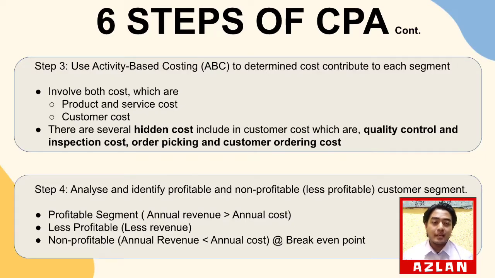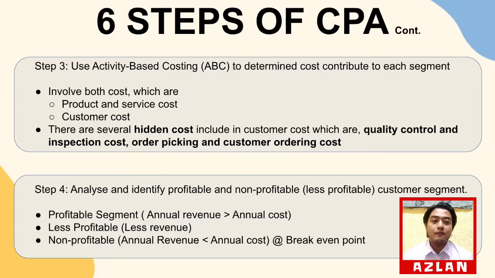We also need to bear in mind that customer costs also have a hidden cost that is usually overlooked by the company, such as quality control and inspection costs, order picking, and customer ordering costs. Next step is the company needs to analyze and identify whether the customer segment is profitable or not. So there are 3 situations that we can analyze, the first one is the profitable segment, which indicates the revenue is higher than the cost.